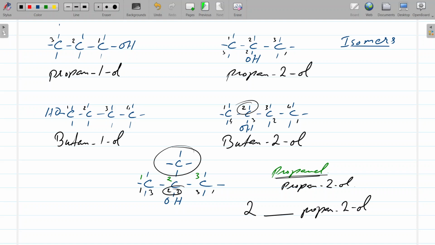And so what is the name that we use? How do we name a 1-carbon molecule? Meth. And so we're going to name this 2-methylpropan-2-ol, right? 2-methyl is talking about the side group, and then propan-2-ol is the main molecule.